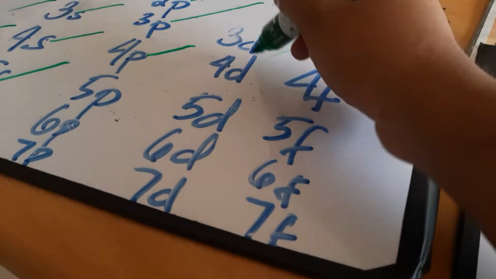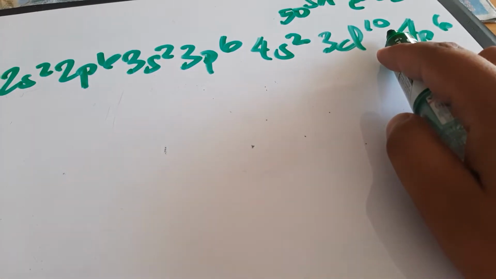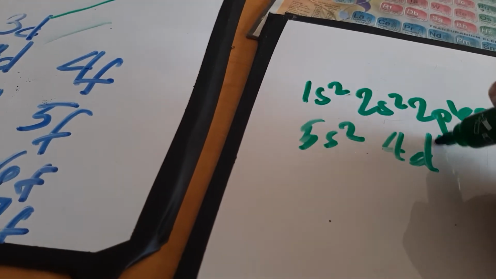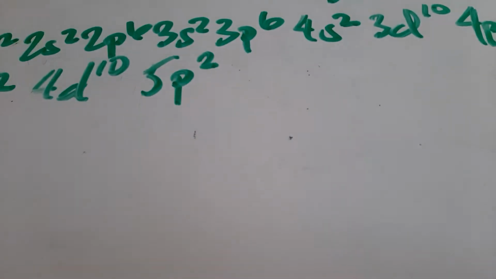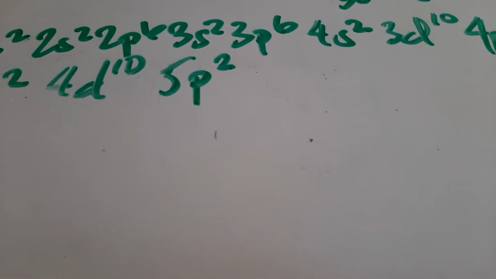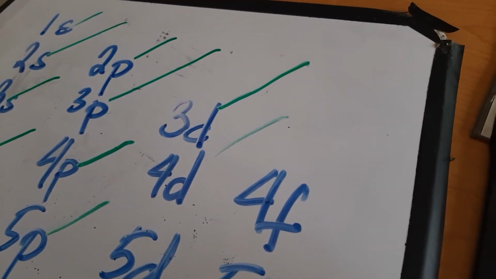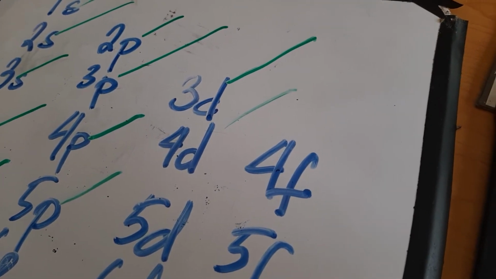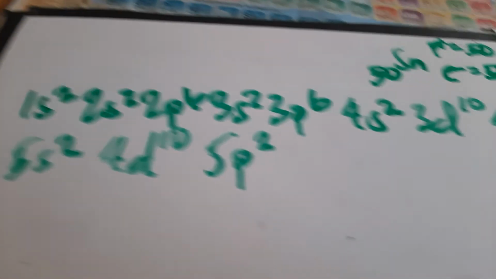Let's check before we continue with 4d. So, 10, 20, 30, 36, 38. We need 12. Our last was 5s2, so we go now to 4d10, and then 5p. We only need 2, so 5p2. Alright, let's check if it's correct. It looks like there's something wrong with my equation. It's correct, it's correct. 5p2.